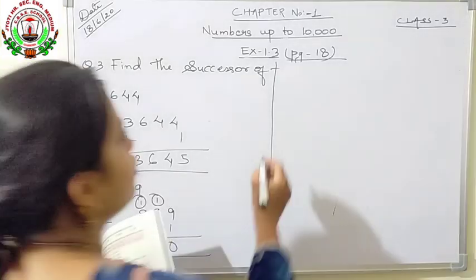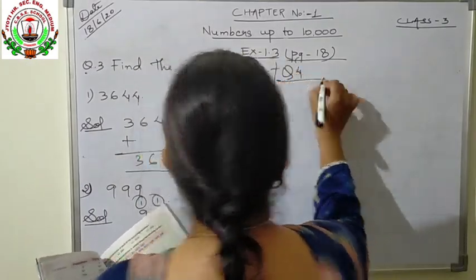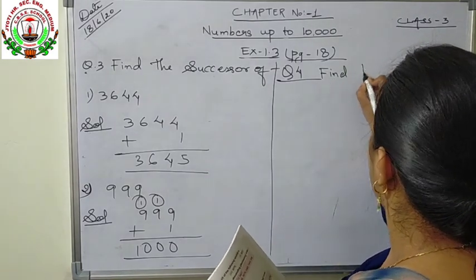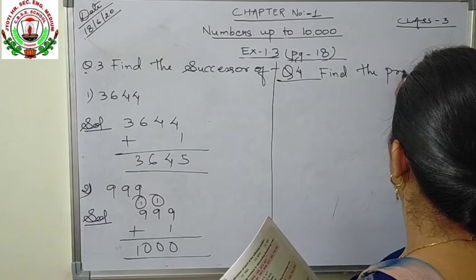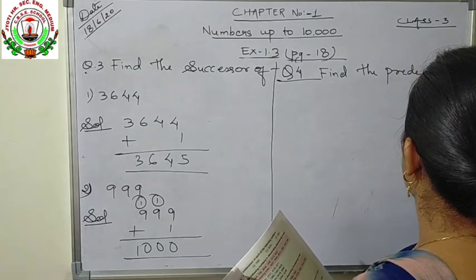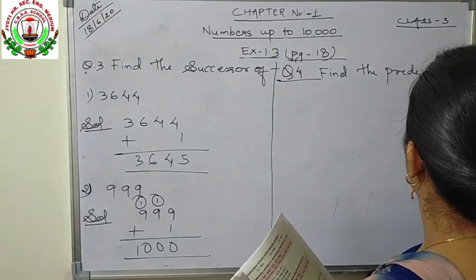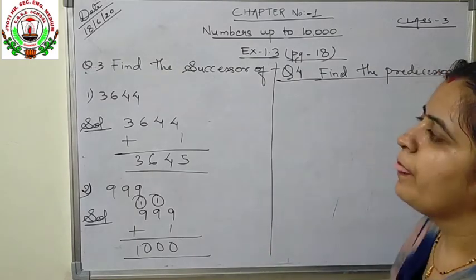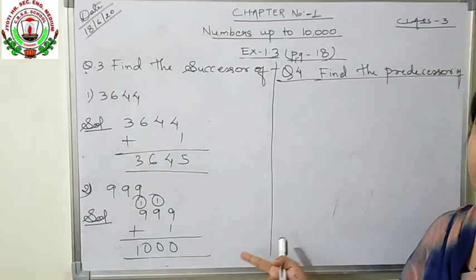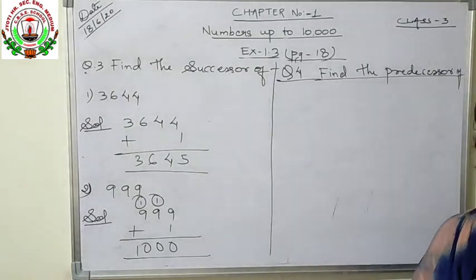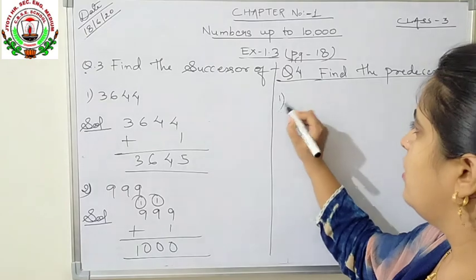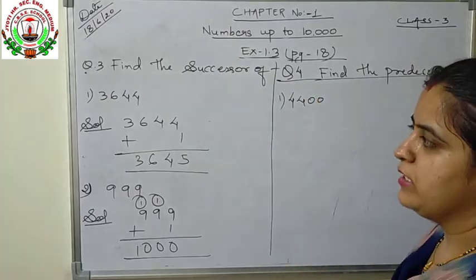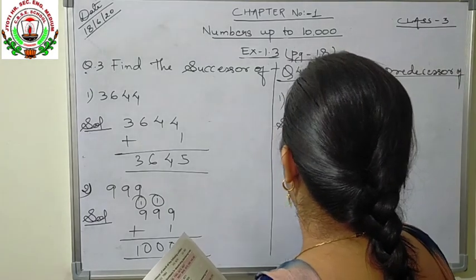Now moving on to question number 4. Question number 4 is: find the predecessor of. Now, in successor you will add one, and in predecessor you will subtract one. Okay. The first one is 4400. So you have to find the predecessor. So you will subtract one from the number.